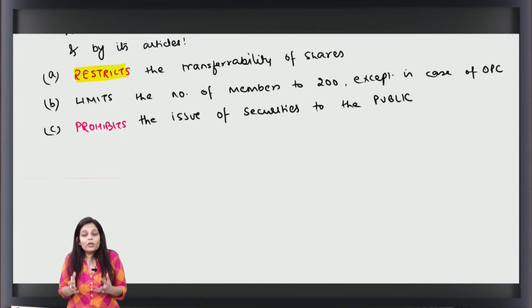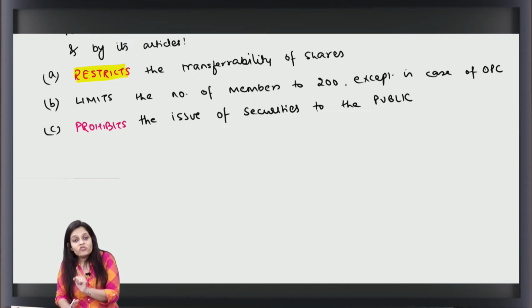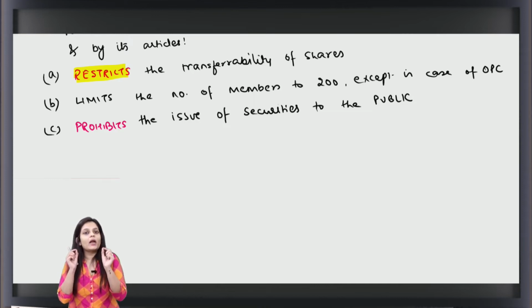So I cannot say that I cannot transfer the shares. So if I say prohibits, it's wrong. It says restricts. That means I can transfer my shares, but they are subject to certain restrictions. For example, what can these restrictions be? For example, the company can say that if you are selling off your shares, first offer to the existing shareholders. If they take up, fine. If they don't, then go and offer it to the outsiders. So like this, I'm not saying you cannot transfer the shares, but I'm putting a condition to this transfer.